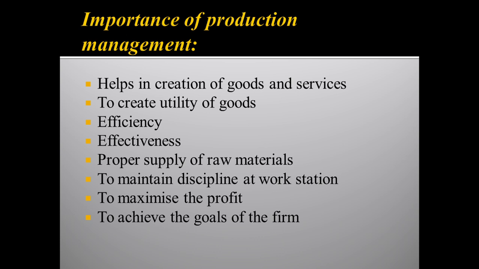Next is to maintain discipline at the workstation. Whenever the companies are going to produce the goods, they are going to produce in bulk quantity. And that bulk quantity would be made with masses, or many workers. So it is important that discipline should be maintained amongst the workers in the production department, so that production could be done effectively and efficiently without wastage of the raw materials and time, and without degrading the quality of the product.